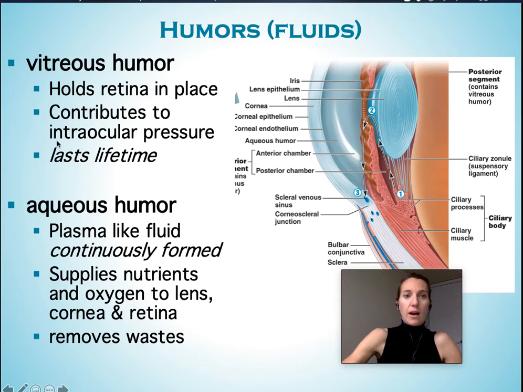intraocular, within the eye, pressure that is oftentimes tested when you go to the eye doctor. And this vitreous humor lasts a lifetime. In contrast with aqueous humor, this plasma is replaced quite frequently. It's continuously forming. And so this aqueous humor, you can see, is going to work to supply nutrients and oxygen to the lens, the cornea, the retina. So it's awfully important. And it's going to remove waste.